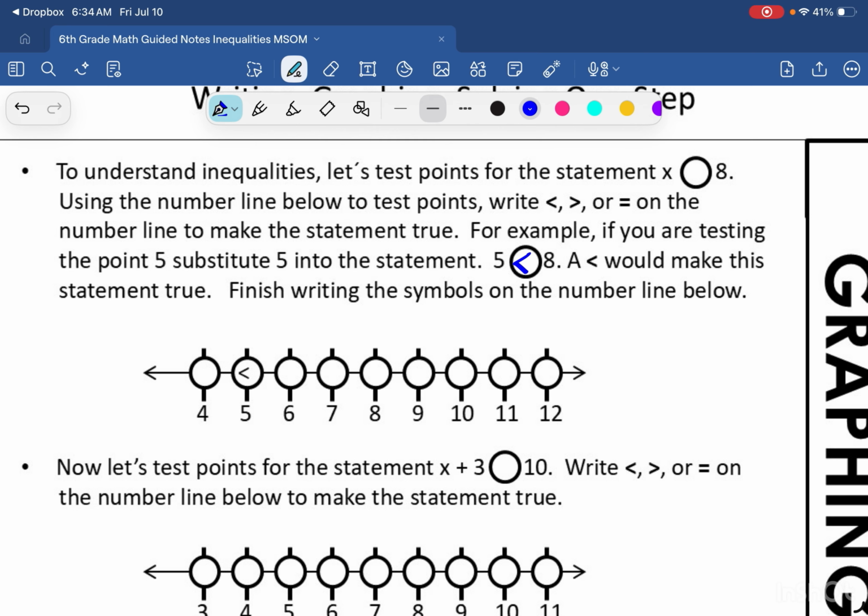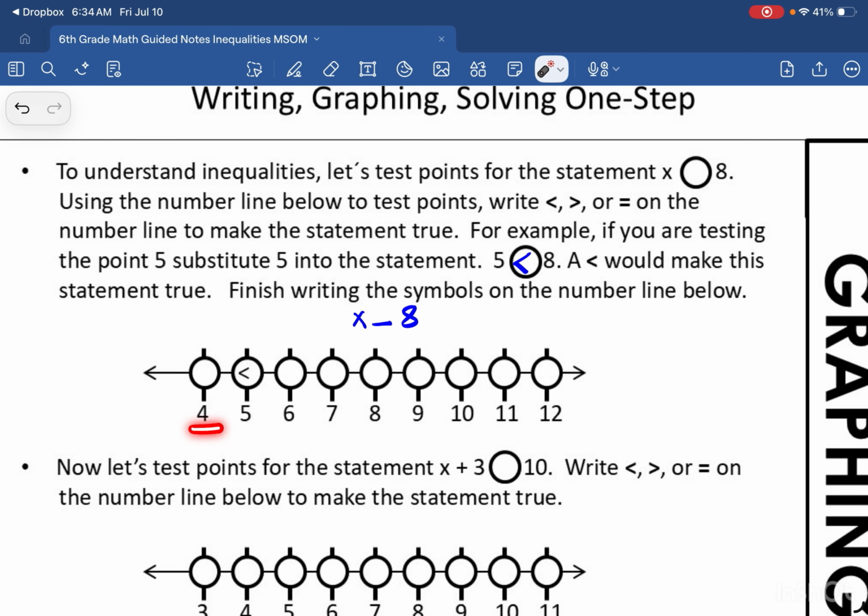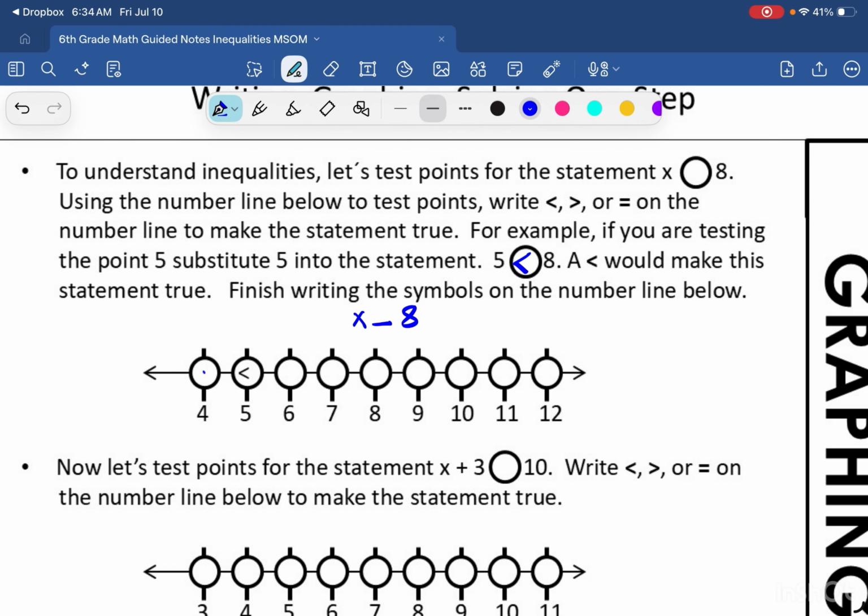Okay, so we're testing x blank 8. Is 4 less than 8? Yes, so we'll do a less than symbol. 5 is done for us. 6 is blank 8. 6 is less than 8. 7 is less than 8. 8 equals 8. 9 is greater than 8. 10 is greater than 8. 11 greater, and then 12 is greater than 8.